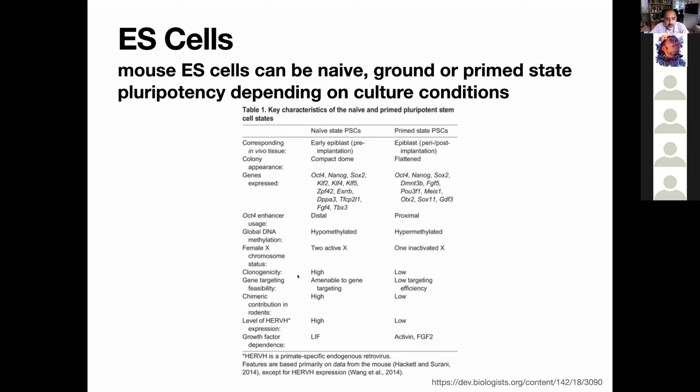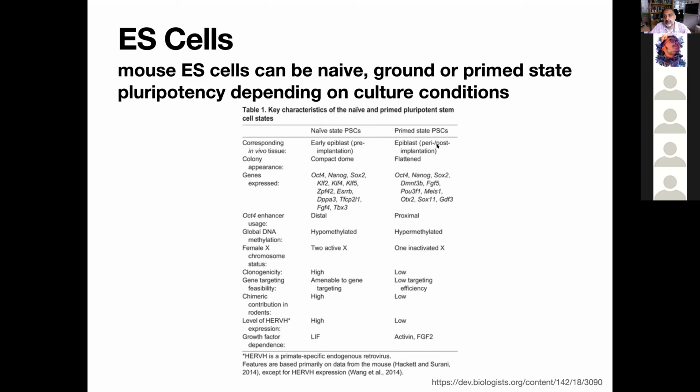Okay, you can clone this very easily, so you can take individual cells and they'll grow very quickly. You can target genes in this cell type very easily. So it implies that the chromatin is more open than other cells. And when you inject these stem cells into embryos, it will contribute very highly to different types of tissues, including the germ cells.